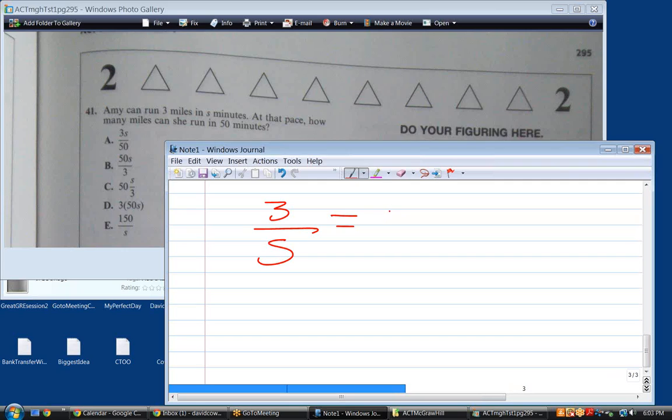There's a missing variable. We need to define our variable. So total, how many miles can she run in 50 minutes? Let's make that x. That's what they're asking for, is x. x is to 50, right? That's the ratio we want to solve. There are 2 variables in it, which means when we solve for x, we're going to have a function of s. So what do we have when we solve for x?